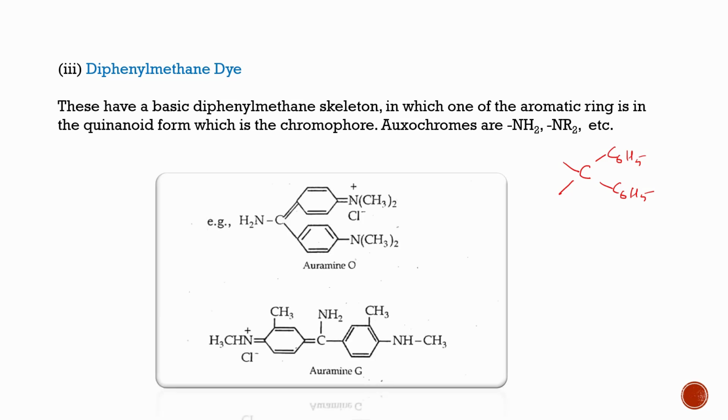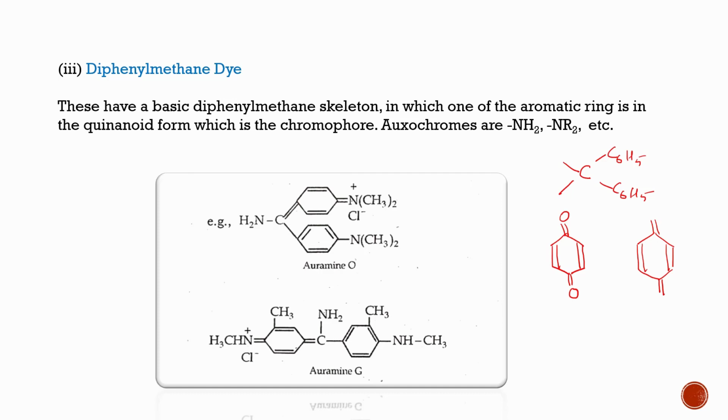So these are examples of diphenylmethane dyes. Quinonoid form is a quinone-like structure. The structure of quinone is this. This is quinone. So when we say that the benzene ring is in the quinonoid form, the form is similar to the structure of quinone and it is existing in this form. So this is the quinonoid form.